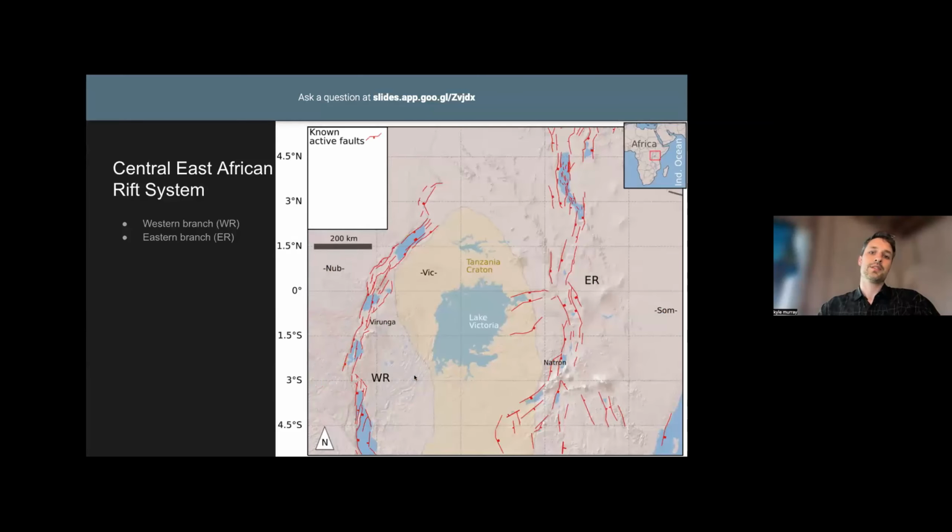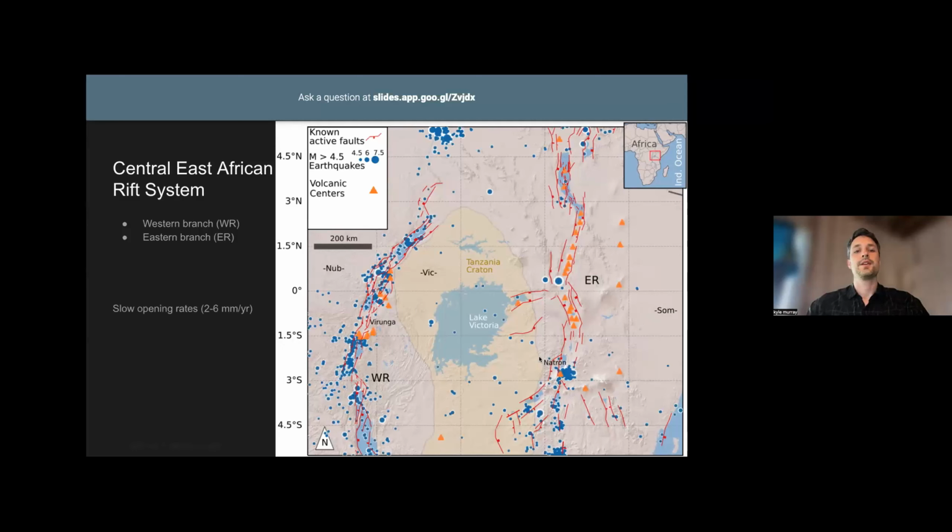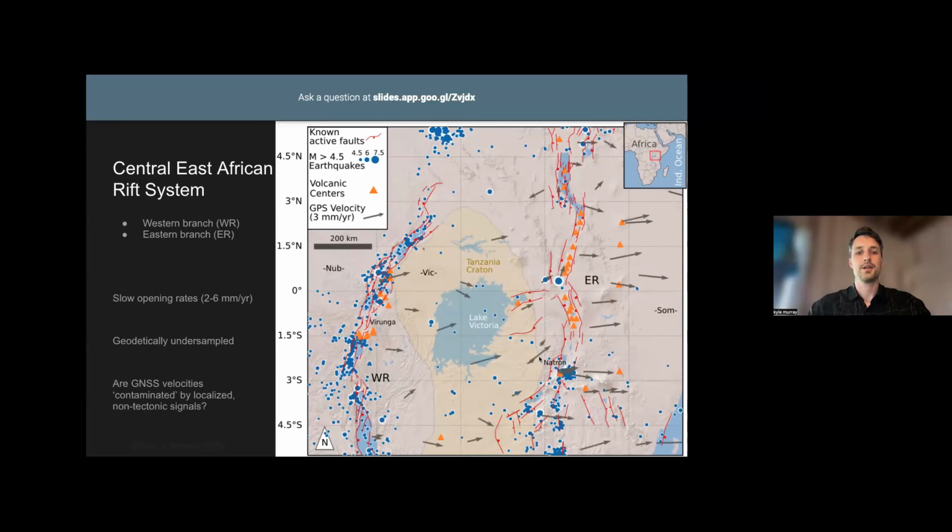We focused on the central East African rift, where the rift splits into the western and eastern branches. You can see both branches here in red. Red represents active faults, and then earthquake epicenters are shown as blue dots and volcanic centers as orange triangles. And then we'll add the gray vectors, which represent crustal velocities from continuous GNSS stations.